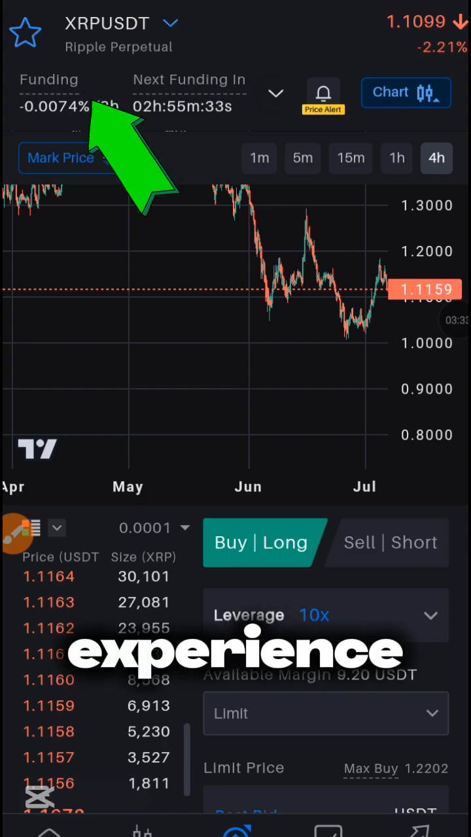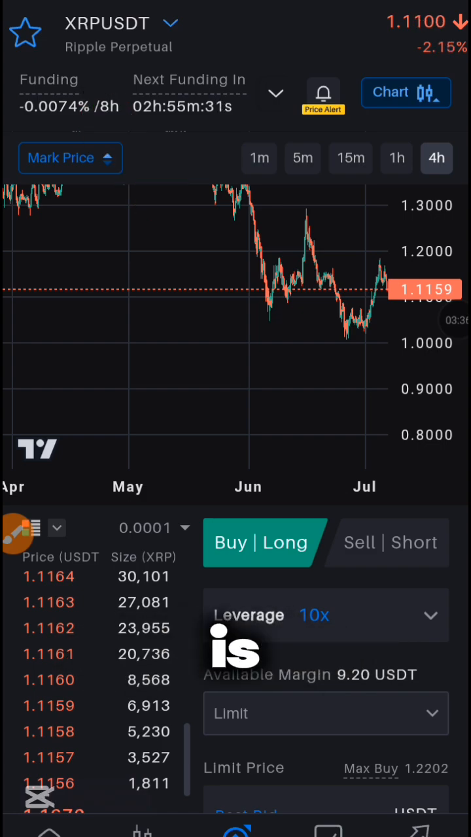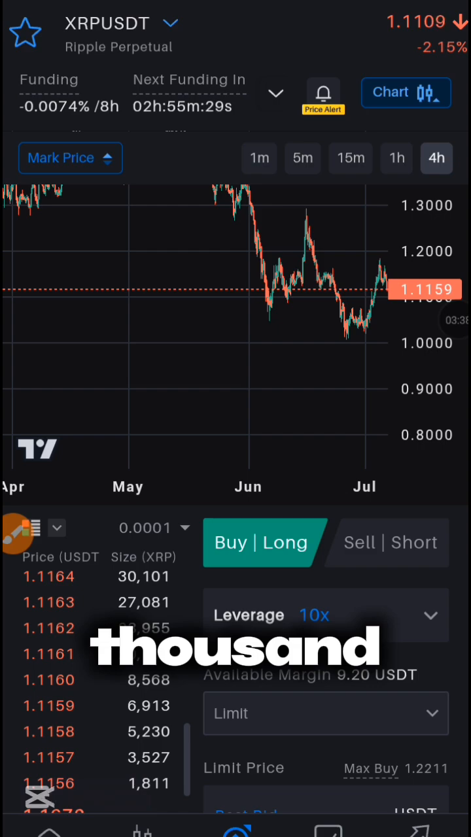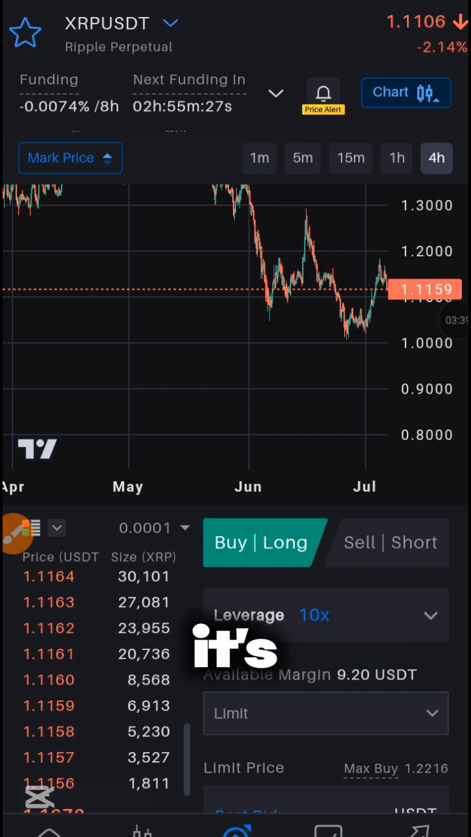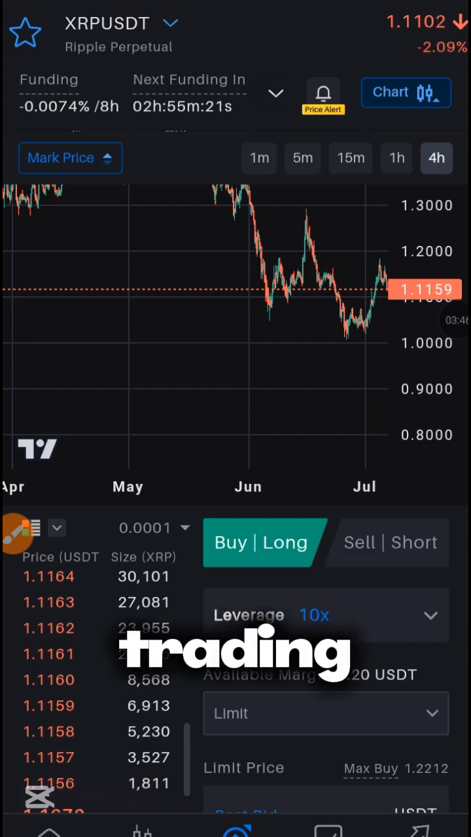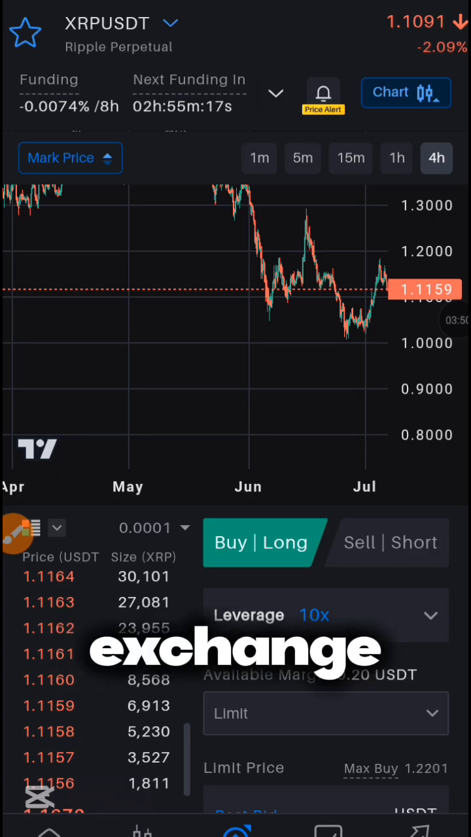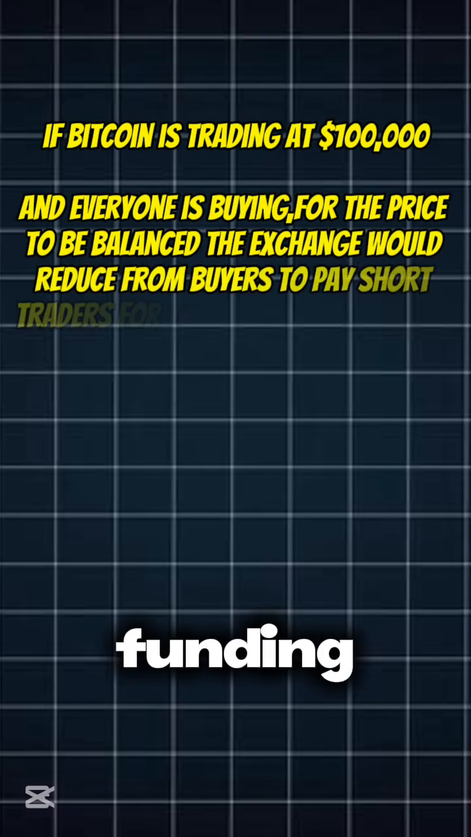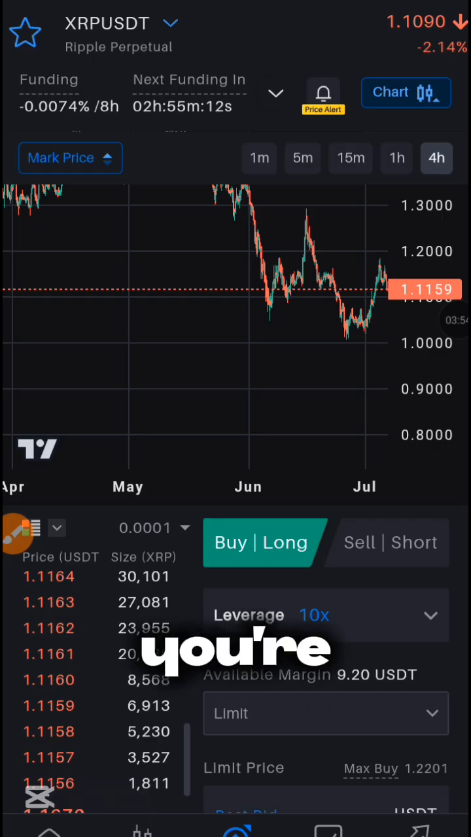Now, a real life example. Let's imagine Bitcoin is trading at $100,000. Everyone thinks it's going higher. Thousands of traders open long positions. Now the futures price starts trading above the spot price. To reduce the imbalance, the exchange applies a positive funding rate. If you're holding a long position, you pay a small amount to traders holding short positions.